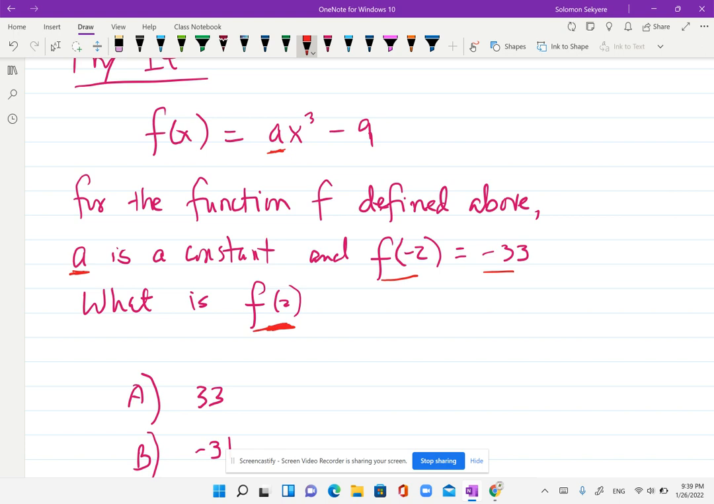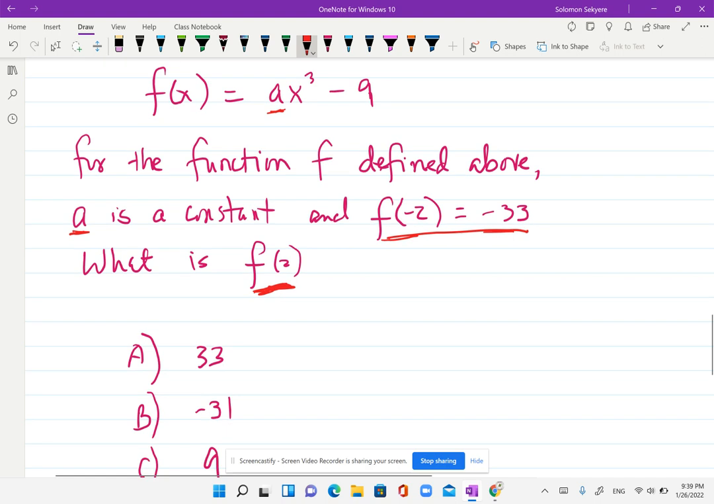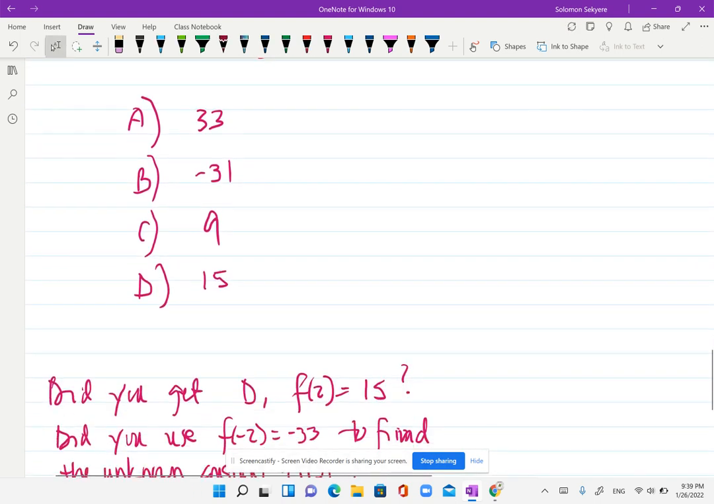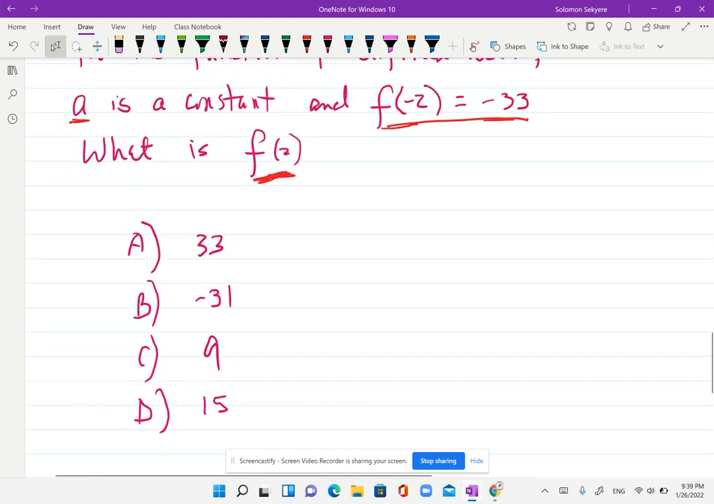The next video we're going to learn about quadratic functions. It's a quicker way of doing these things, but for now, know that there is a constant in there that we don't know, that we have to use the information given to find it, and then we can evaluate the next one. So what did you get for this? Did you get D? F of 2 equals 15.